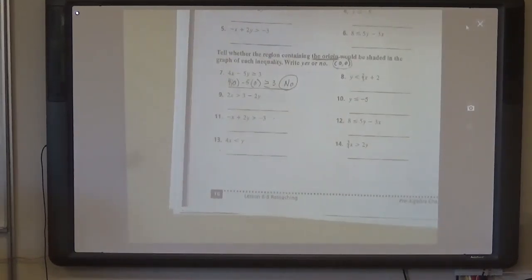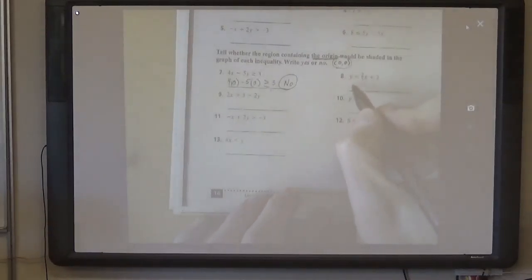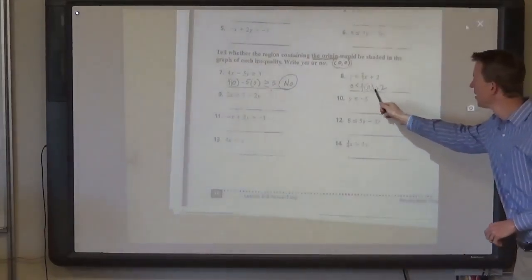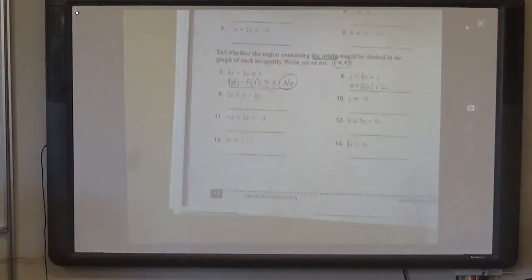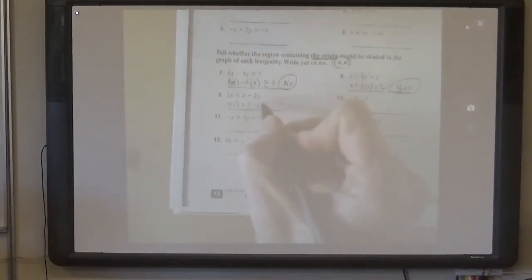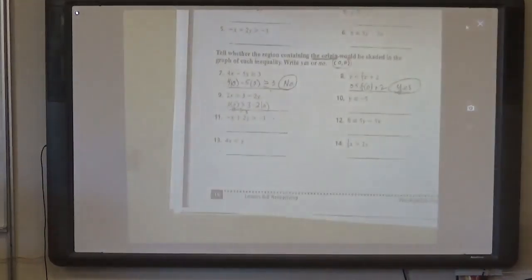Sam? Do we have to write the equation in the line when we're working on it? Yes. Okay. Number 8, is 0 less than or equal to 2/3 times 0 plus 2? Is 0 less than 2? True. Yes. So this one works. Number 9. 2 times 0 greater than 3 minus 2 times 0. So is 0 greater than 3? Is 0 greater than 3? No.